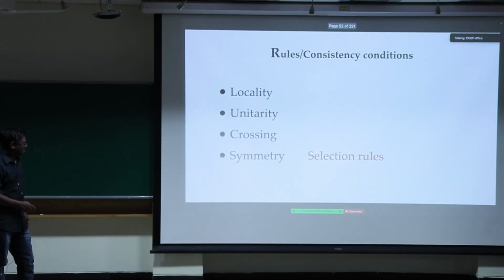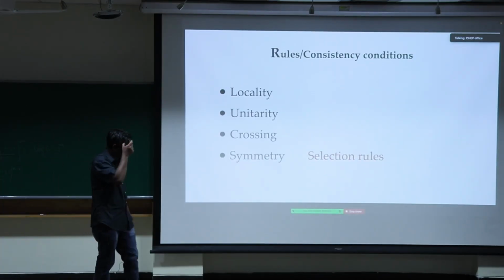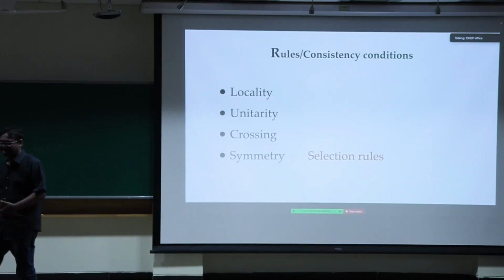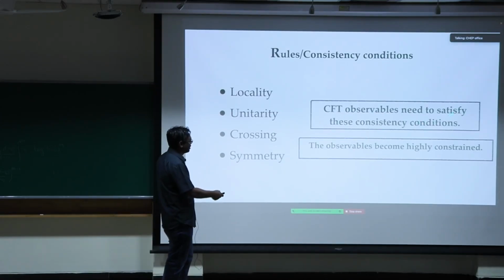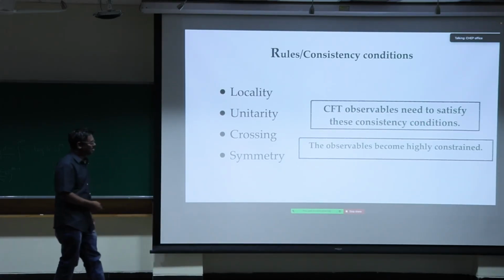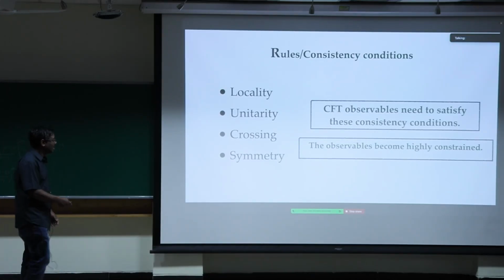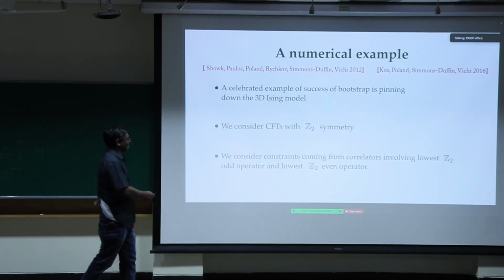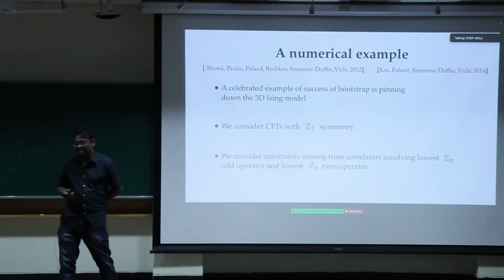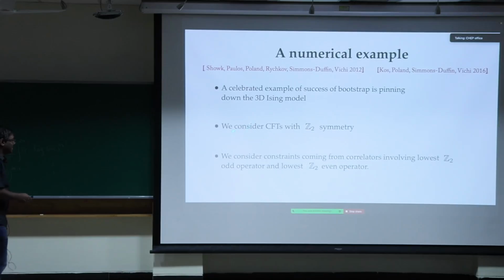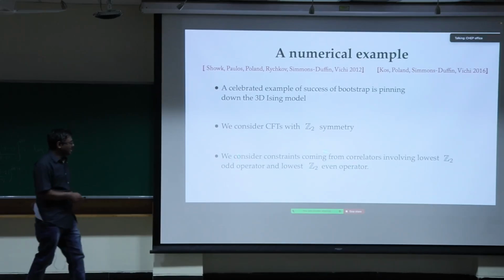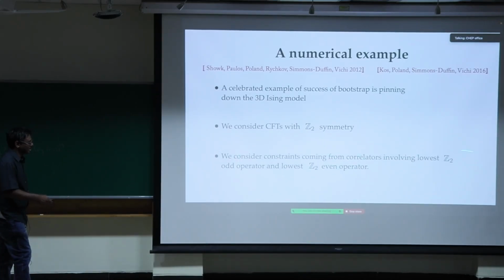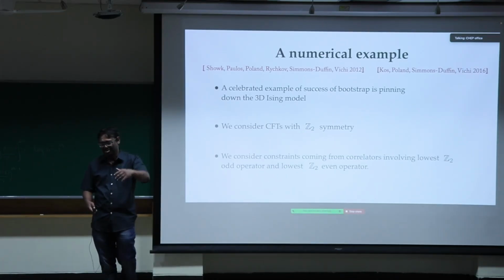Okay, very good. And then we have symmetry, which tells you that there are various global symmetries, which implies there are selection rules. And so the upshot is that CFT observables need to satisfy all these consistency conditions, and that means these observables become highly constrained. A celebrated example of the success of Bootstrap is pinning down the 3D Ising model just using these consistency conditions. Here we consider CFTs with Z2 symmetry because the Ising model has a Z2 symmetry. And we consider constraints coming from the correlators involving the lowest Z2 odd operator and the lowest Z2 even operator. And when I say lowest, I mean the lowest scaling dimension.